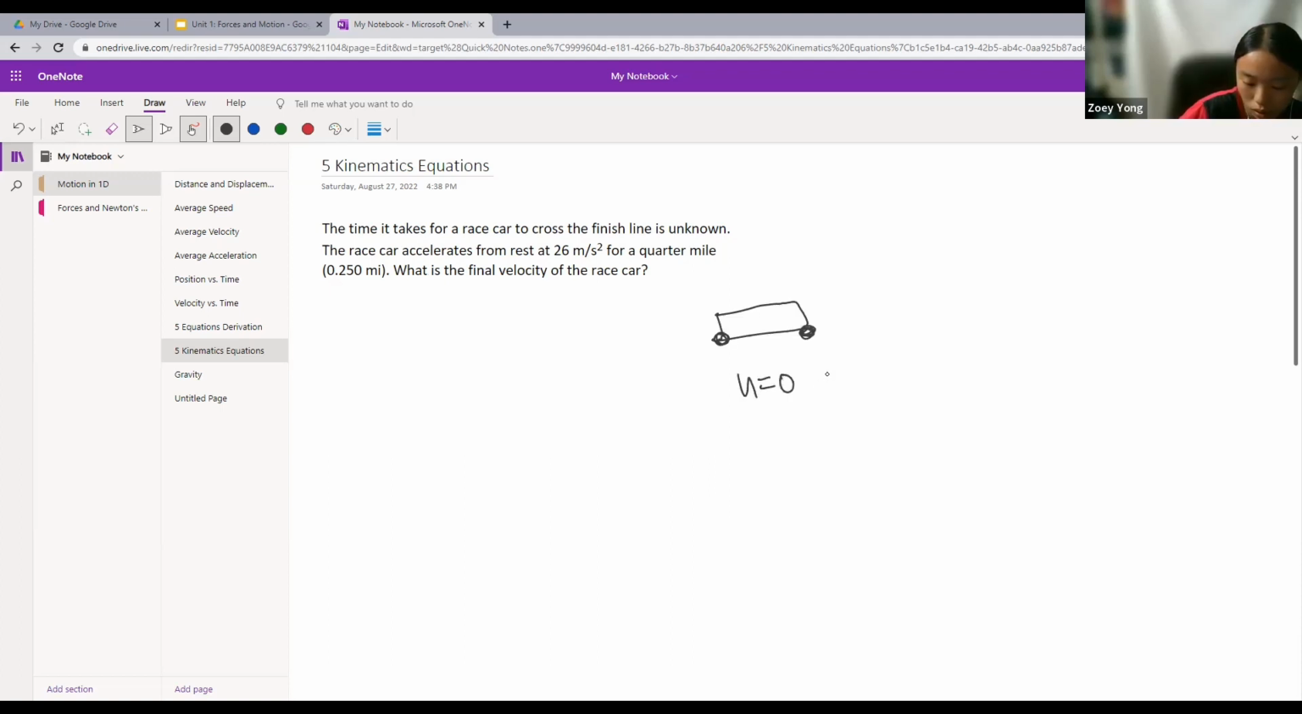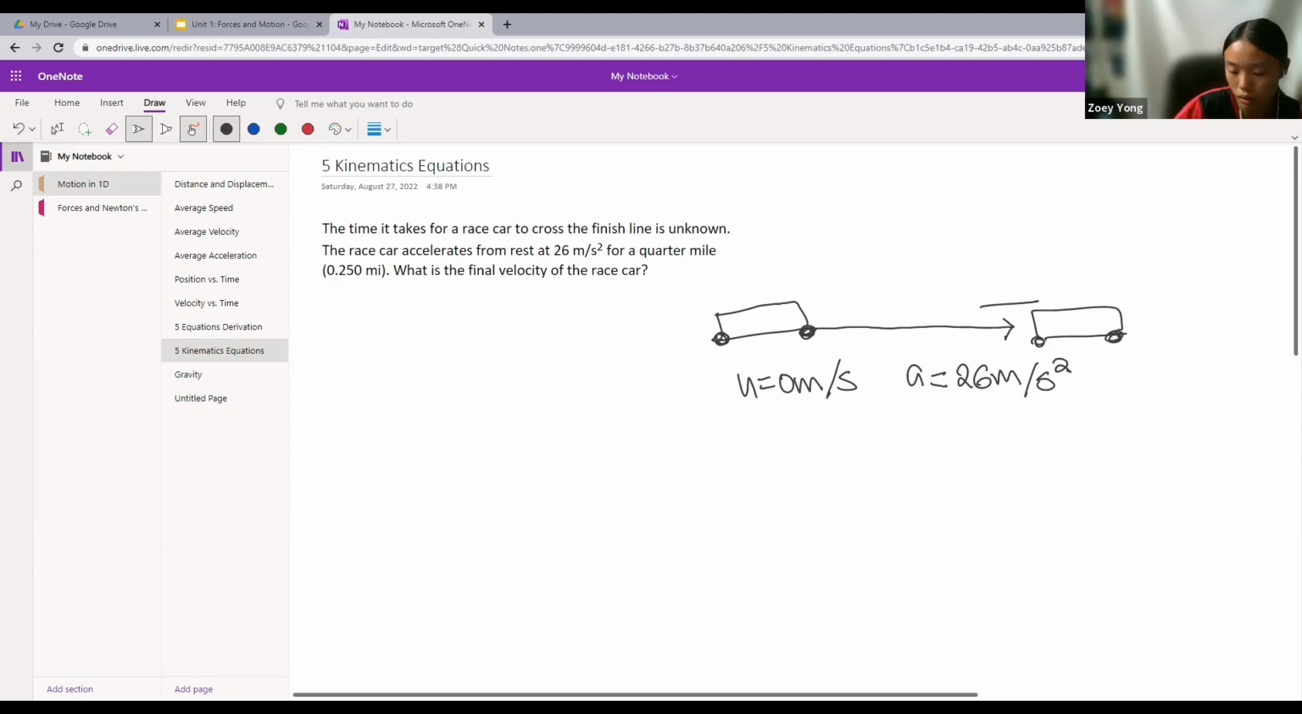u, the starting velocity, is equal to 0 meters per second because it's not moving. If it says the car accelerates from rest, it means that it is not moving. It accelerates with an acceleration equal to 26 meters per second squared. They want you to find what the final velocity is. So what is v equal to? The total distance traveled during this period of acceleration is 0.25 miles.